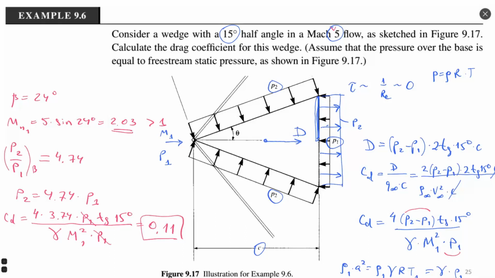You can see that to calculate the drag coefficient using shock wave theory, we do not need any thermodynamic property. We need just to know the geometry of the flow. This 15 degrees was very important because we calculated the angle of the shock wave, and we need to know the Mach number before the shock wave. Also very important because it's used inside the calculations.